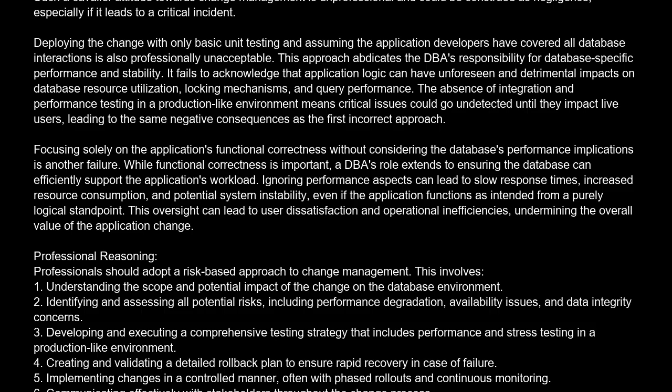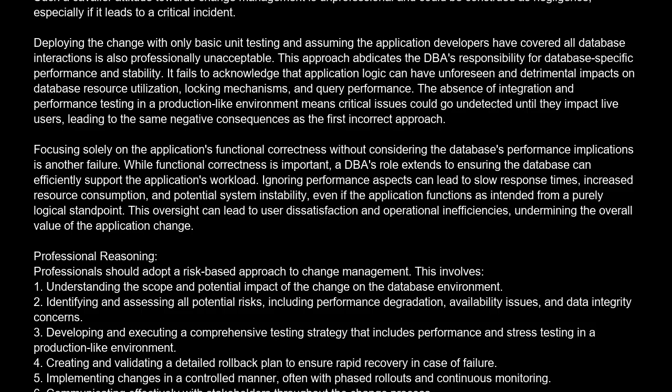Focusing solely on the application's functional correctness without considering the database's performance implications is another failure. While functional correctness is important, a DBA's role extends to ensuring the database can efficiently support the application's workload.